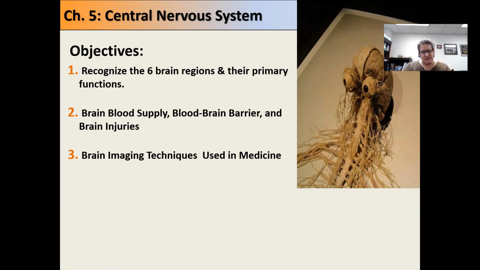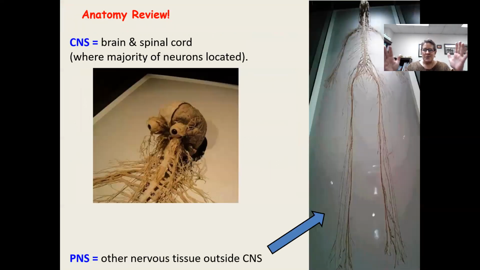And then on the next lecture, we'll talk about the blood supply to the brain and the blood-brain barrier, and most importantly for future nurses, common brain injuries that you're going to see on a regular basis. And then we'll talk about some brain imaging techniques that are routinely used in hospitals. So let's go ahead and start with anatomy review.